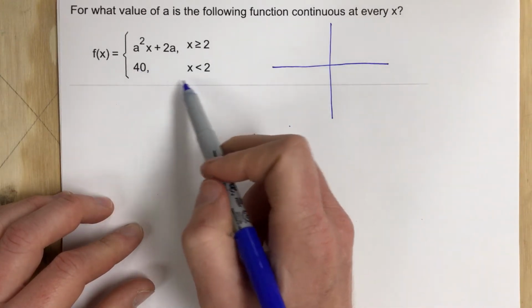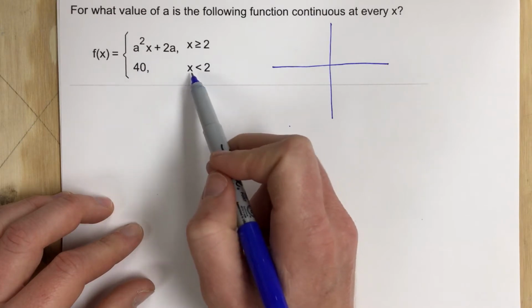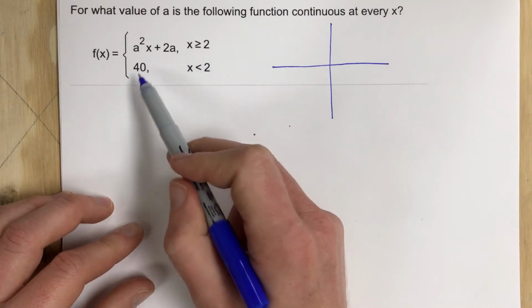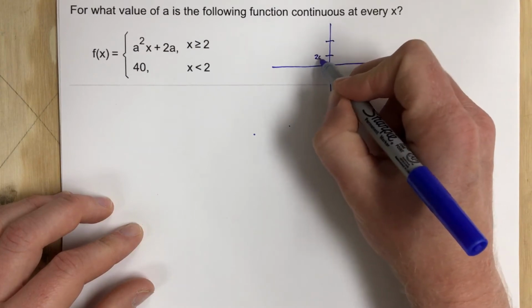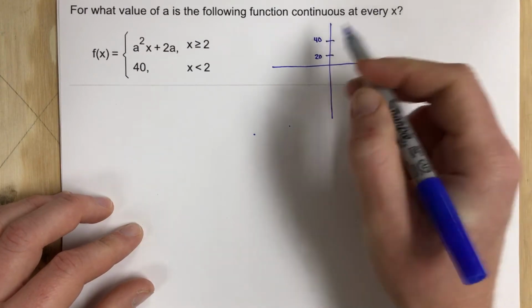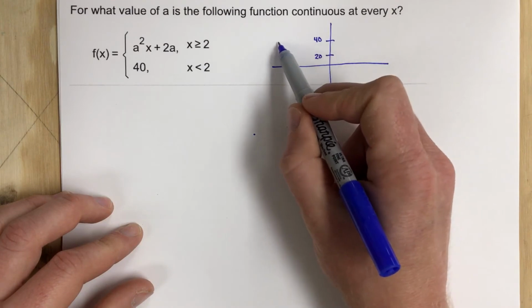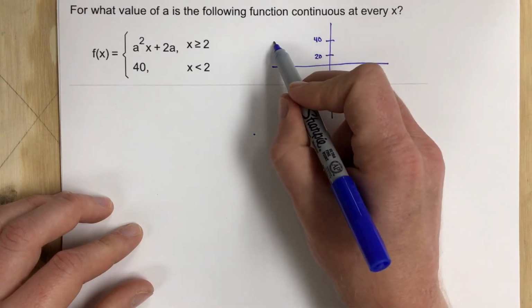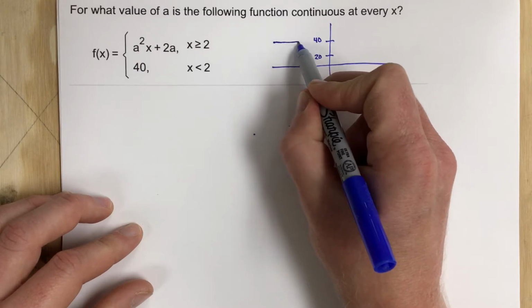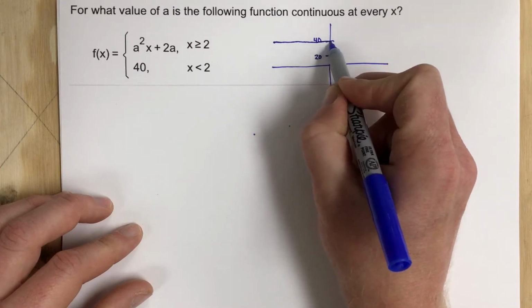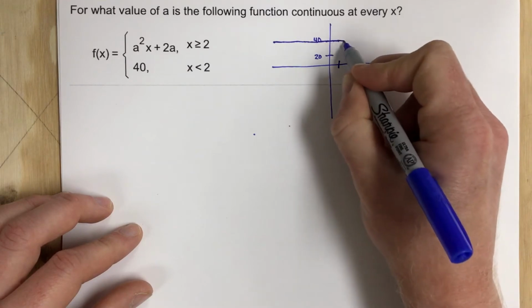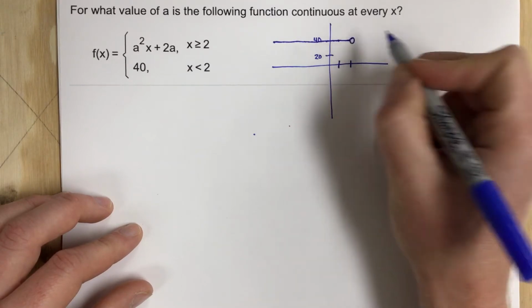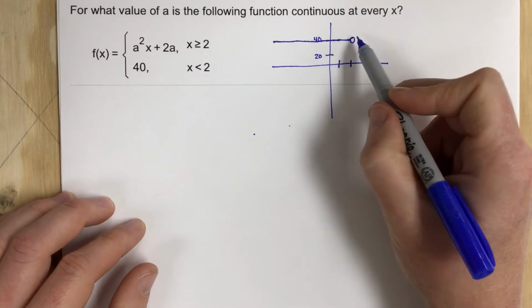The only thing that we can draw is this bottom part, which says that when x is less than 2, we get a value of 40. So we'll just make a rough sketch. This is 20, this is 40. And when we draw the line for this function, it is essentially at 40 all the way up until we get to this spot of x equal 2. So you can see we have an open dot here.